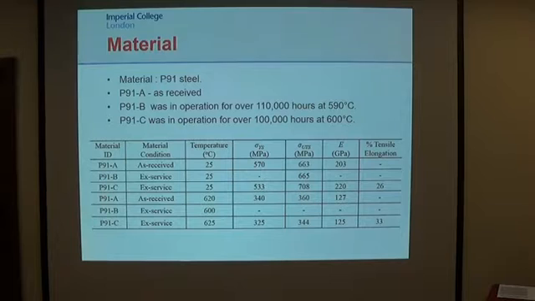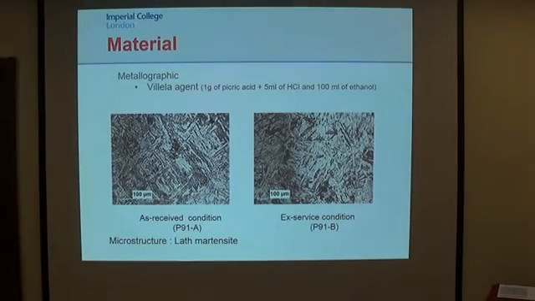So the material that I've studied is the P91 steel. One of them is the service-exposed material, and the other two is the as-received material, which were in operation for over 110,000 hours and 100,000 hours. So we have performed the microstructure studies, and we have found that both materials exhibit the tempered martensite microstructure.